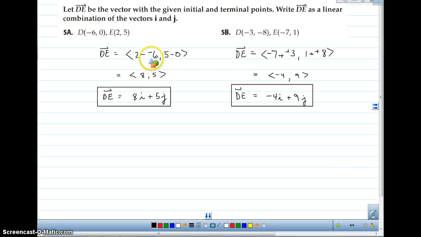Okay, if you found the component form correctly, you would take 2 minus negative 6 for the x component and 5 minus 0 for the y, and get component form 8 comma 5. As a linear combination of i and j unit vectors, that would be 8 i's plus 5 j's. For 5b, works the same way. We get a negative for the first time, so negative 4, 9. It works the same way though. We just multiply i by negative 4, and we still have our plus 9j.